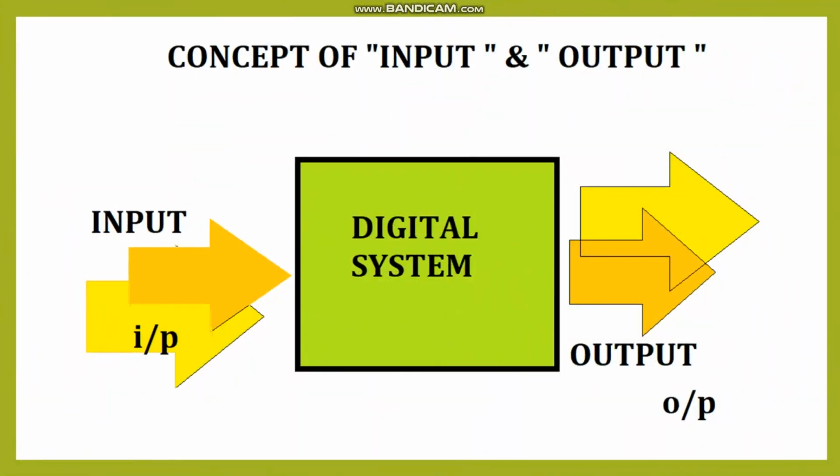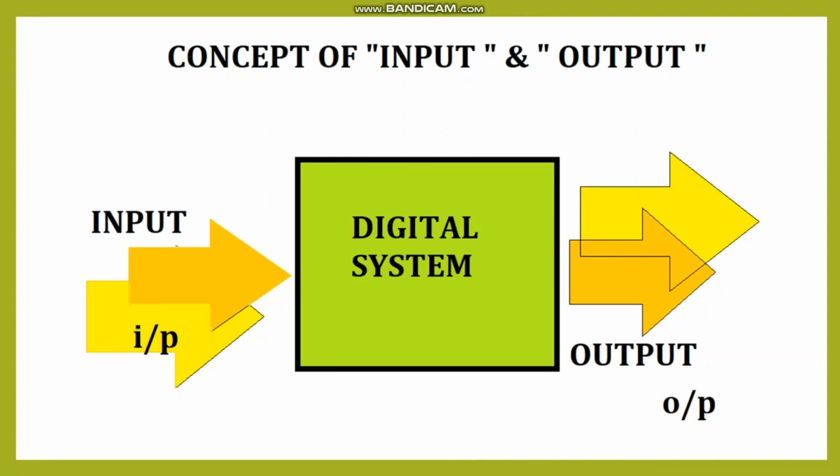Now on the screen you can see a digital system. Now the digital system can be anything. You can consider a counter, a flip-flop, a sequential circuit, a very simple digital circuit, for example a logic gate, anything you can consider. Now input is nothing but anything which we are giving to a system, that is called input. The system will work on that input and it will generate some result, and that result the digital system will give to us. That result is called output.